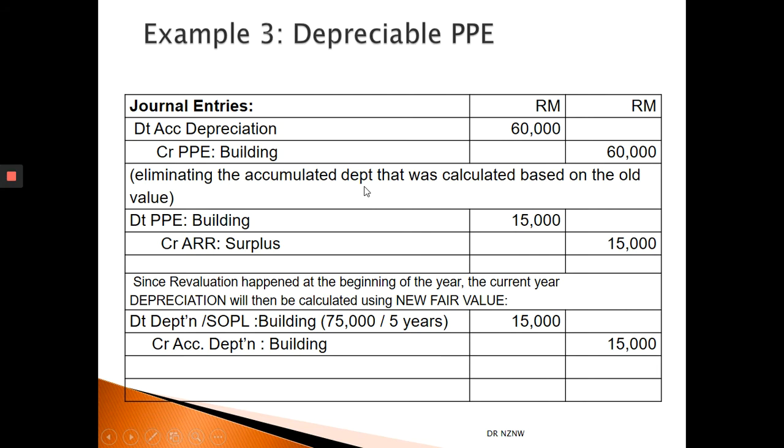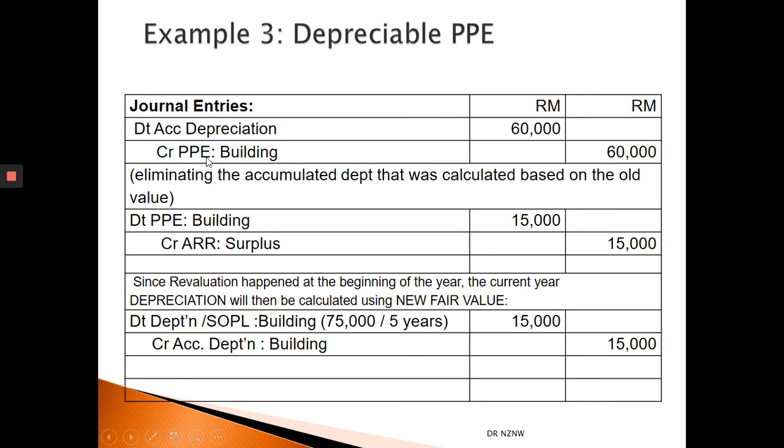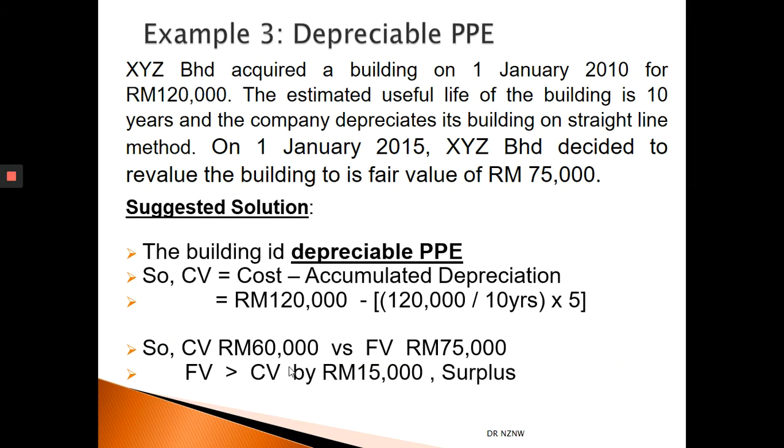So if we eliminate accumulated depreciation, we debit accumulated depreciation 60 million. What is the amount of this 60 million? Okay, you get it from here. The accumulated depreciation is 60 million. So you debit your accumulated depreciation, you credit your PPE amount. Why do you do that? You want to eliminate accumulated depreciation calculated based on the old value. You can see from here, this is the old value.